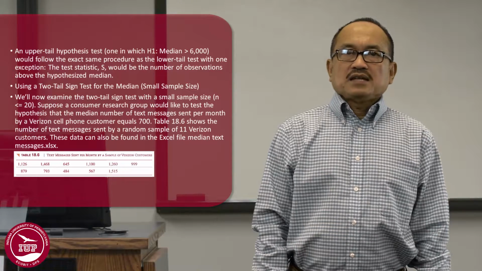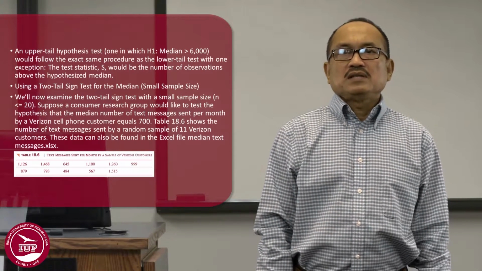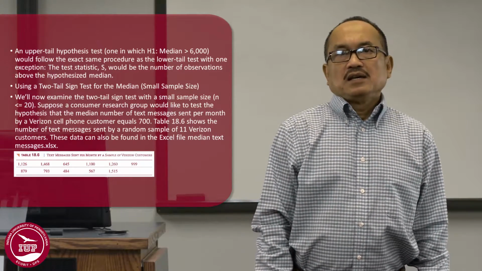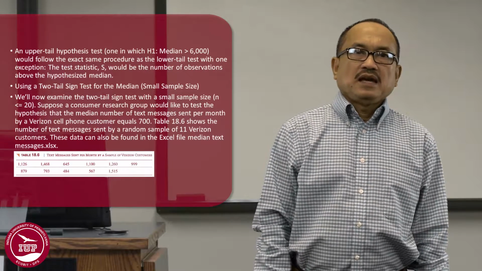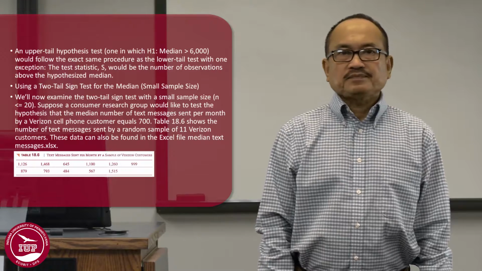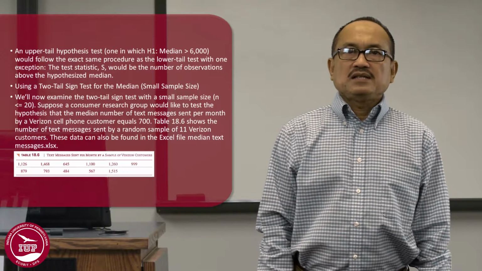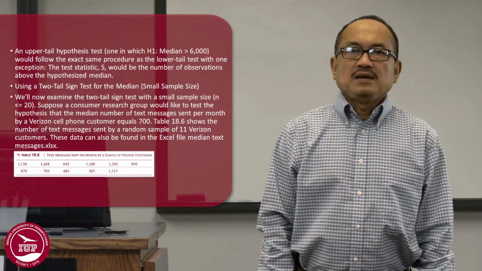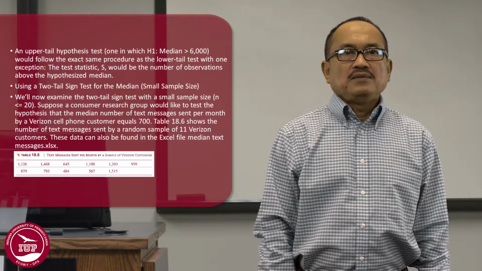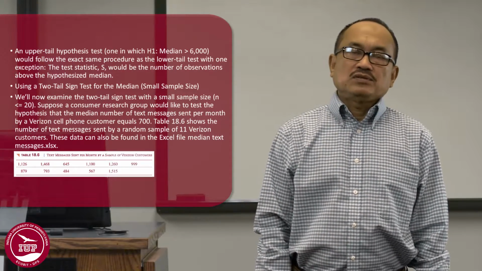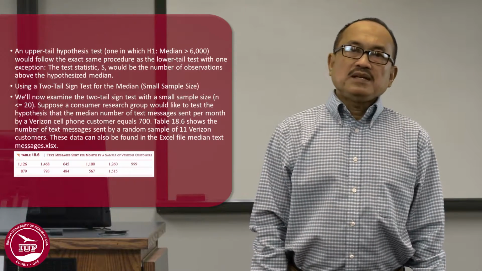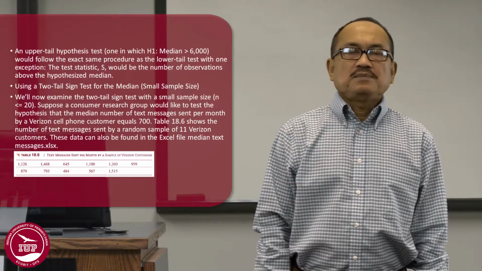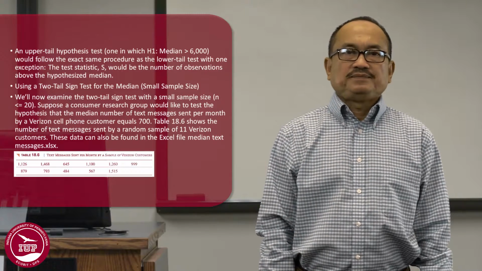Using a two-tailed sign test for median with small sample size, we will now examine the two-tailed test with a small sample size, n less than or equal to 20. Suppose a consumer research group would like to test the hypothesis that the median number of text messages sent per month by a Verizon cell phone customer equals 700. Table 18.6 shows the number of text messages sent by a random sample of 11 Verizon customers.